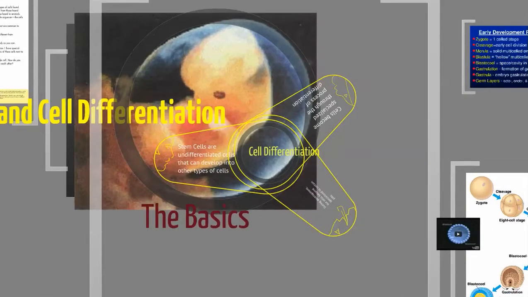All right, so when we think of development and embryos, we often think of this picture. It's a picture of a developing human embryo. But how does it get from a single cell to this more specialized state? Well, let's go through that process now.